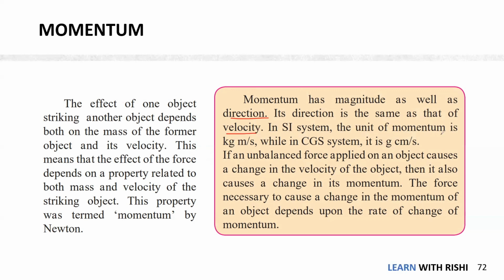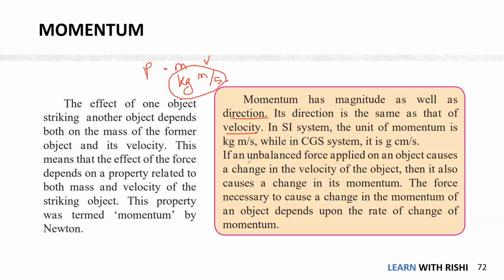In SI system, the unit of momentum is kilogram meter per second. Why kilogram meter per second? Because momentum is equal to mass multiplied by velocity. So for mass, we use kilogram. For velocity, we use meter per second. So for momentum, the overall unit becomes kilogram meter per second. In the CGS unit system, it is gram centimeter per second.